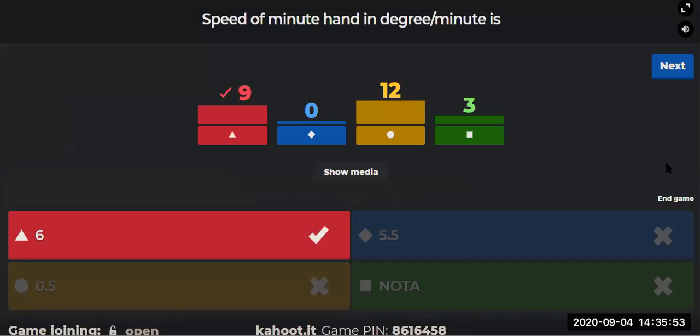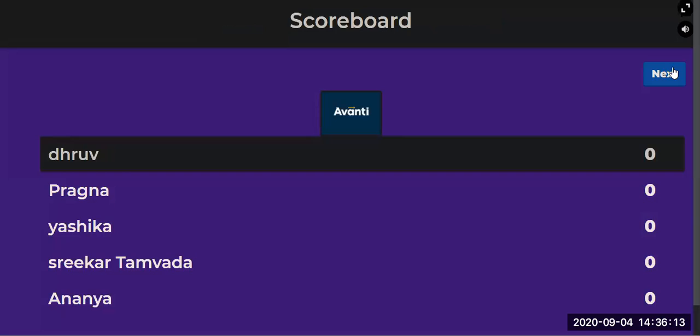How come you made a mistake? Minute hand, just think about this now. Minute hand takes 60 minutes to cover 360 degrees. Yes or no? So it's 360 by 60, which is 6. This answer should have been given in seconds.